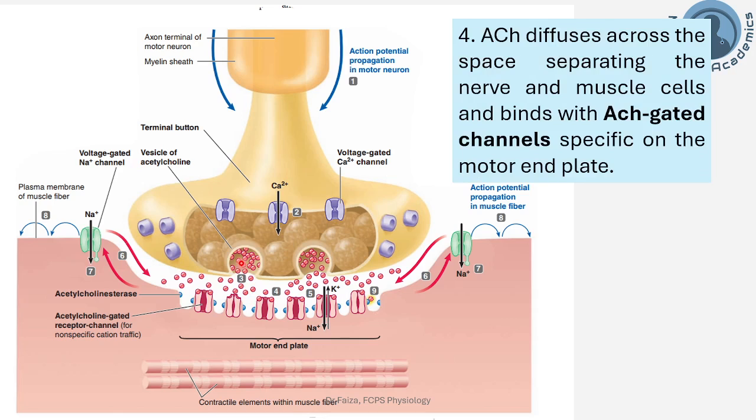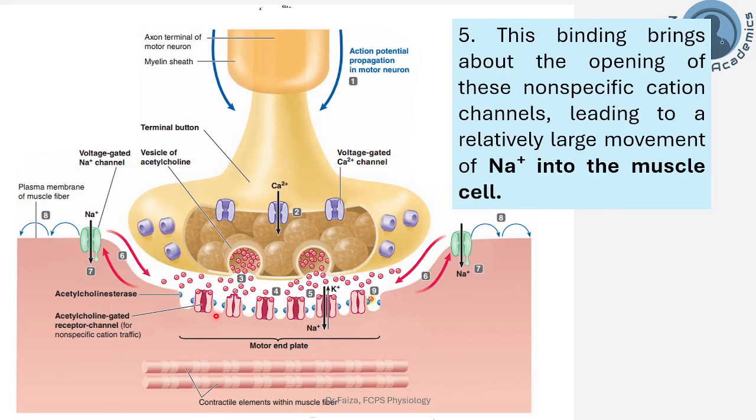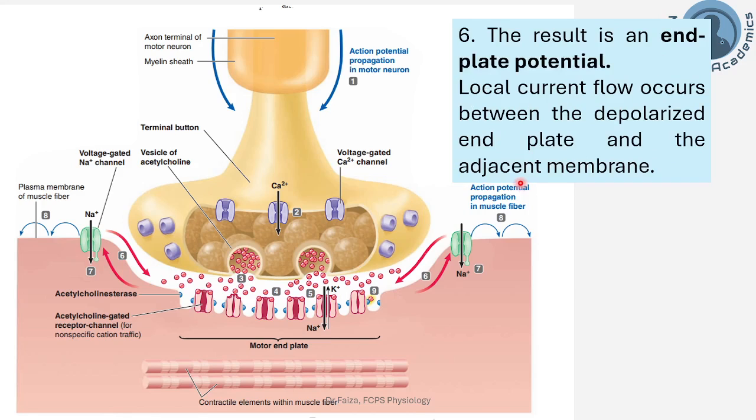Now, the receptors of this acetylcholine are present on the motor end plate: the acetylcholine gated receptor channels, or you can call them ligand gated channels. These are non-specific cation channels which lead to influx of majorly sodium, as the concentration gradient of potassium is on the opposite side. This opening of the acetylcholine gated channels is leading to influx of the sodium, which leads to the production of a potential change called end plate potential.